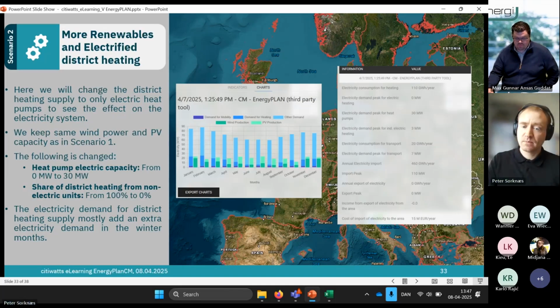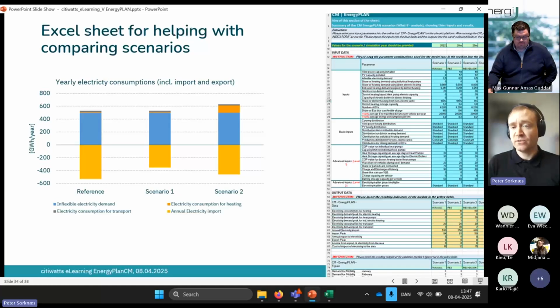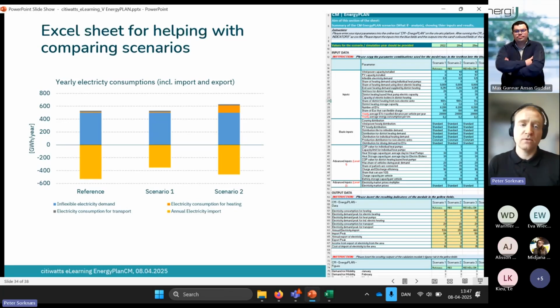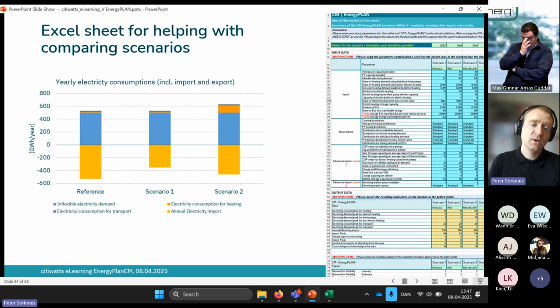Yes. We have also made a tool as an Excel sheet, as Max explained, for helping compare scenarios. So you can see on the right, it's the tool where you can put in the numbers, and you'll be able to download it from the Google Drive. And you will then be able to see some figures, and you can make your own also. So this here is just an example of how the figures could look if you want to make your own, where we can see here the reference I made.